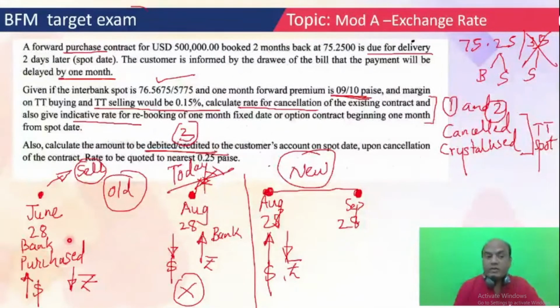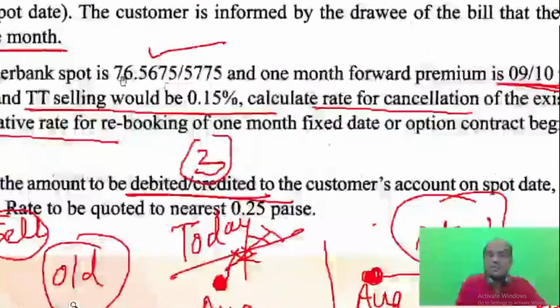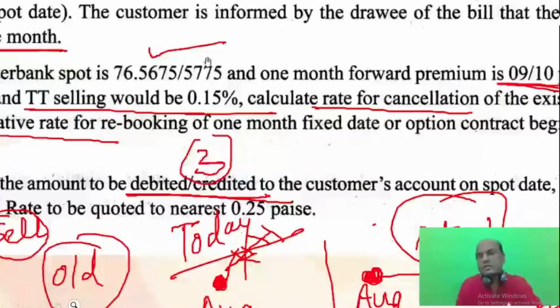So what will bank do? Bank will give rupees. How many rupees? Now that depends on the rate. What was the rate? 75.25. So this was the rate. Now look at this rate also. Generally all the rates are given like this: 75.5675 oblique 5775. Look at this. Generally they are given like 76.5675 5775. So this is buy and this is sell. Always. This is buy, this is sell.